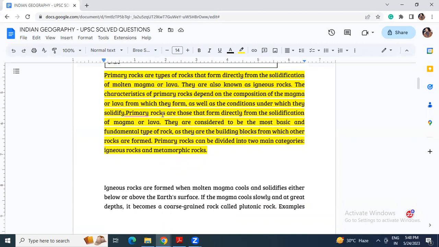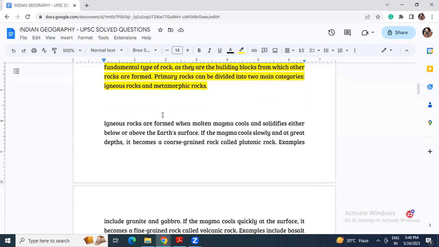As well as the condition under which they are solidified. So primary rocks are those that form directly from the solidification of magma or lava. So they are classified directly on the basis of the characteristics of the magma or the solidification process.